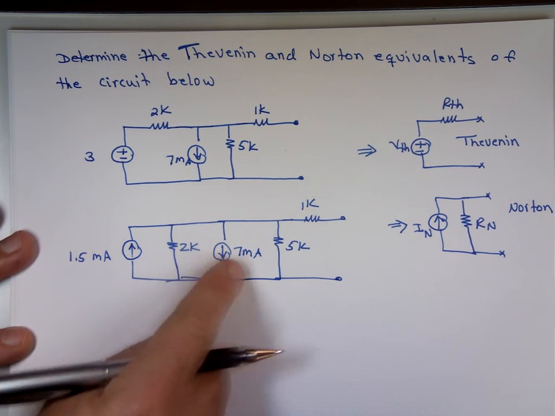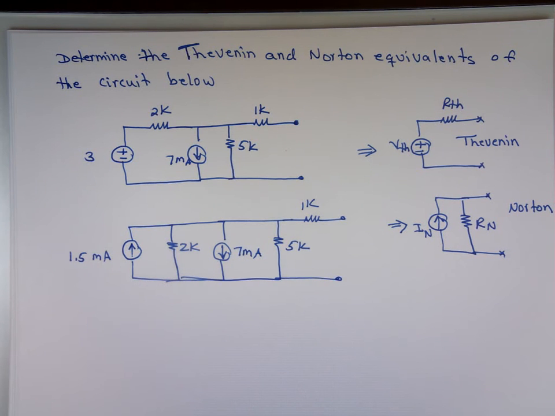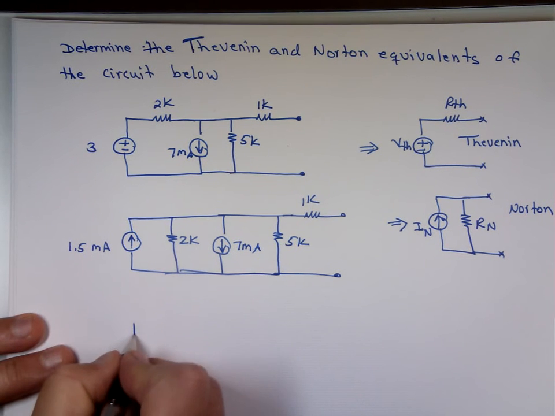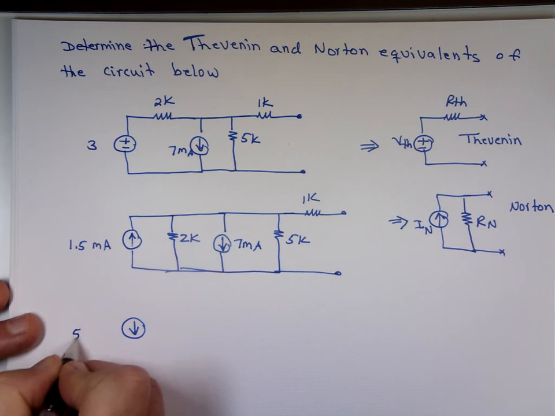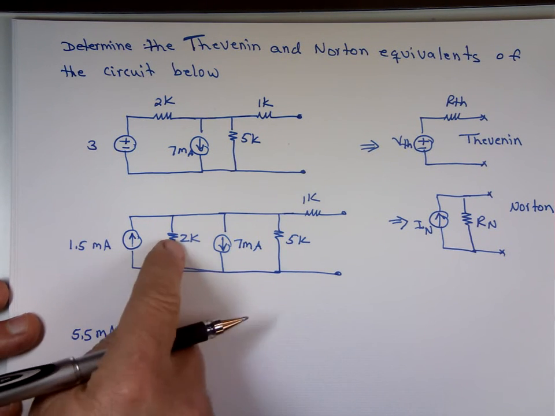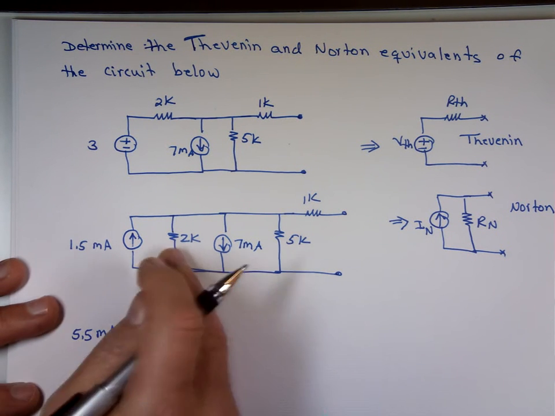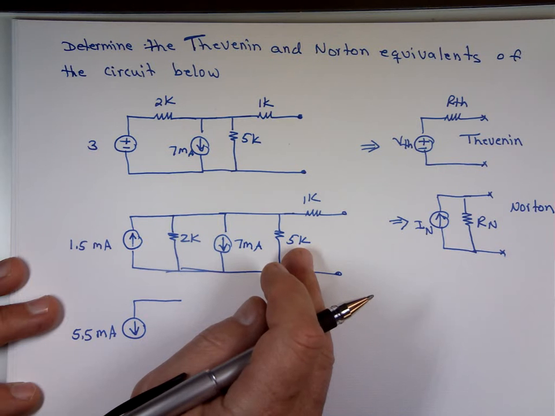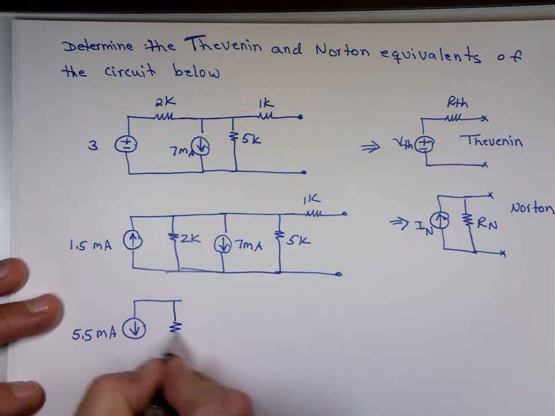Notice these two, I can combine them into one source. The value of that source, that 5.5 down, one is going up, one is coming down. The difference between them, it's 5.5 milliamp. 2K and 5K in parallel, the product over the sum, 2 times 5, 10 divided by 7, 10 over 7.